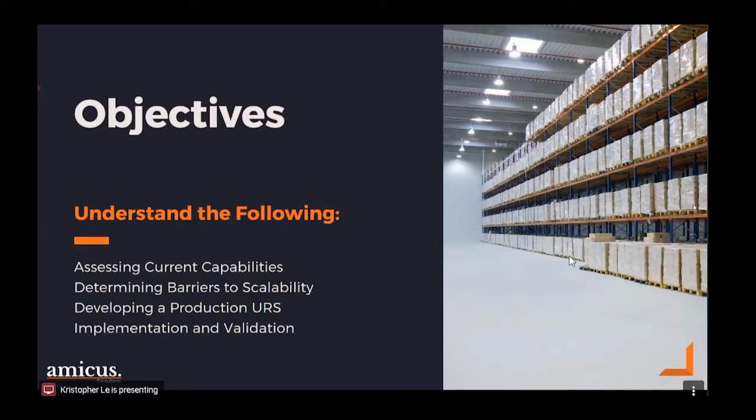Our objectives for the presentation are to discuss some of the techniques and mechanisms for assessing your current capabilities as a facility, primarily in terms of your production system and what you can do and how you can grow and scale. Determine different barriers to scalability. Develop a production URS, which is really just a document or a roadmap that helps you grow your business and scale your operation. And then also talk very briefly about the importance of validating and the implementation of those changes, particularly in a GMP environment.